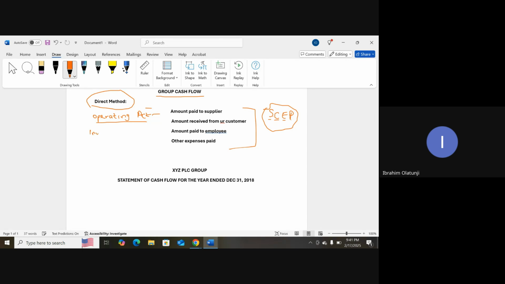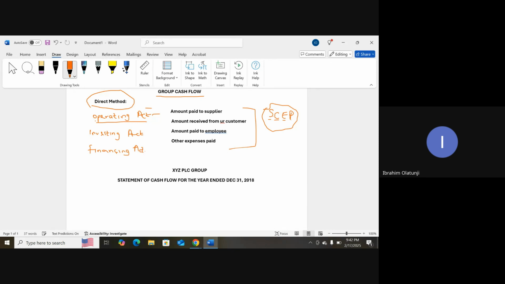Investing activities, then finally financing activities.